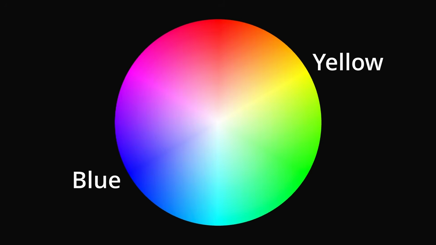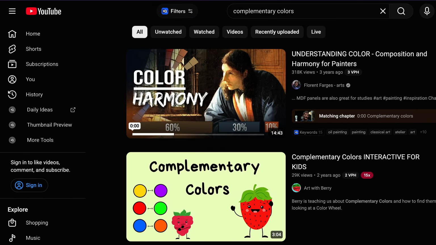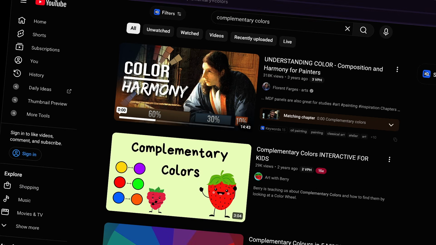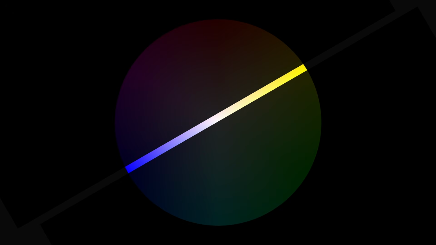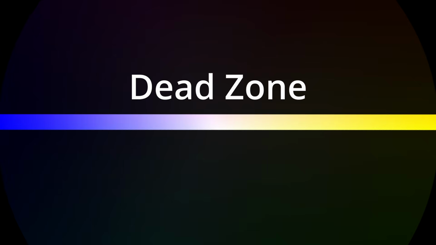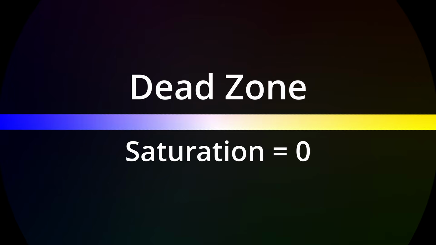Colors on opposite ends of the color wheel are known as complementary colors. You may have heard that complementary colors go good together from an artistic standpoint, but this isn't entirely true. For example, if you create a gradient between two complementary colors, the midpoint goes through the gray part in the middle of the color wheel. This is known as the dead zone of the color wheel. Using the terminology of the HSB color model, the dead zone has zero saturation.